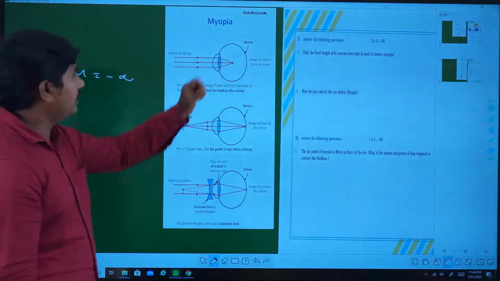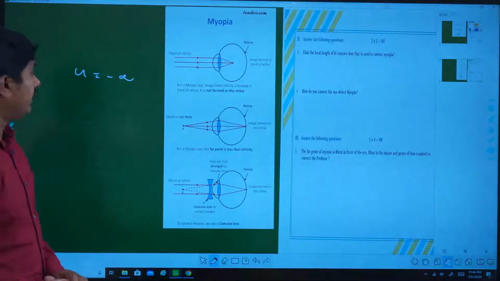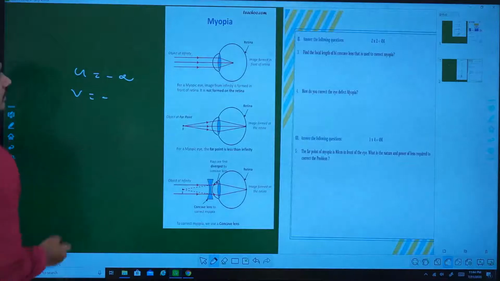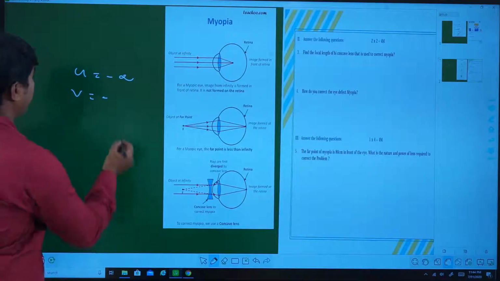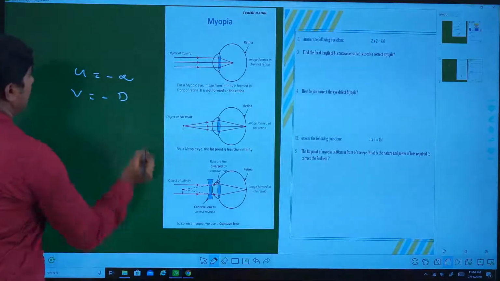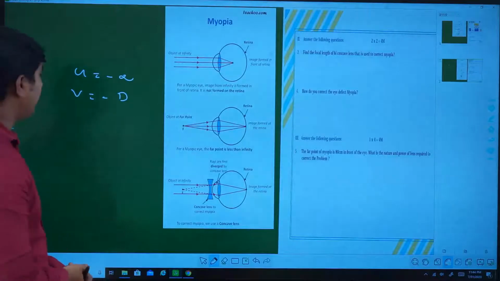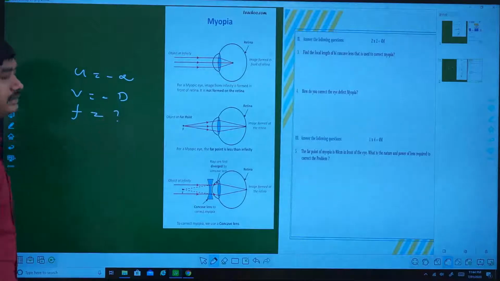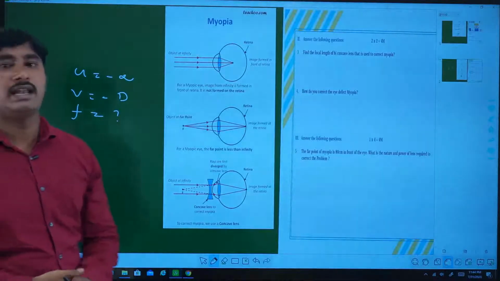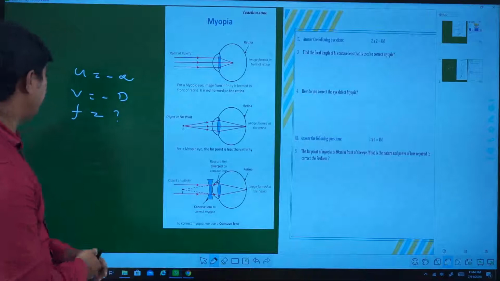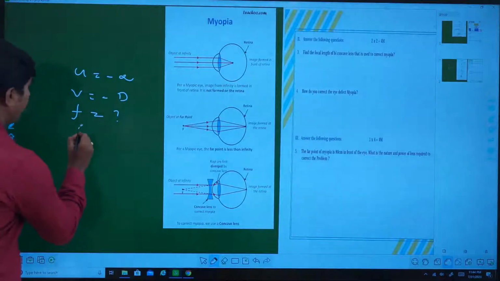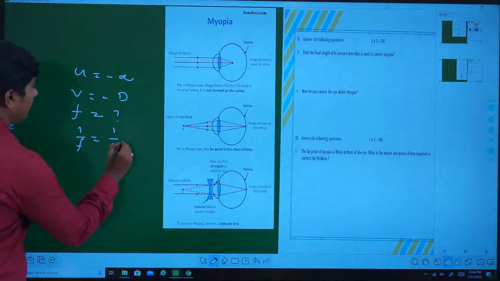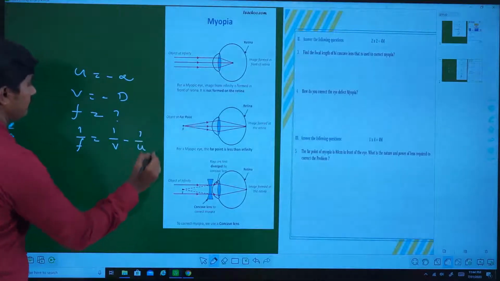And here the image distance, represented by the letter v, is equal to minus d. You take minus d as the image distance. Then you want to find the focal length. You know the lens formula very well. The lens formula is 1 by f is equal to 1 by v minus 1 by u.